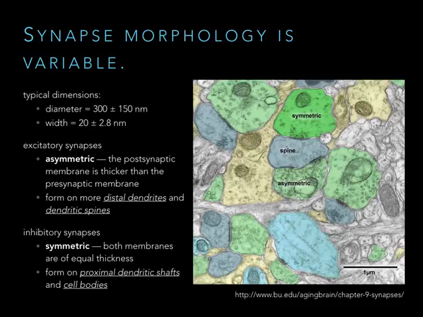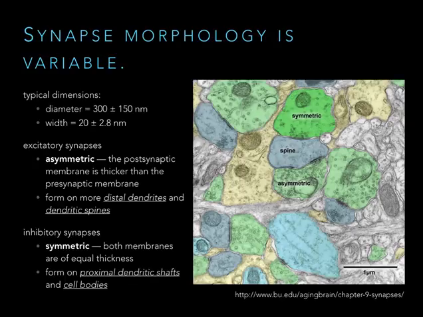The excitatory synapses are going to tend to appear asymmetrically. That means that the postsynaptic membrane will be thicker than the presynaptic membrane. You'll also tend to find these at the more distal portions of the dendrites and on those dendritic spines. If you see a synapse on a dendritic spine, it's excitatory.